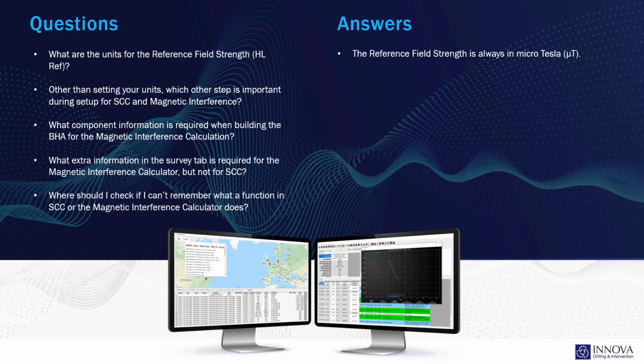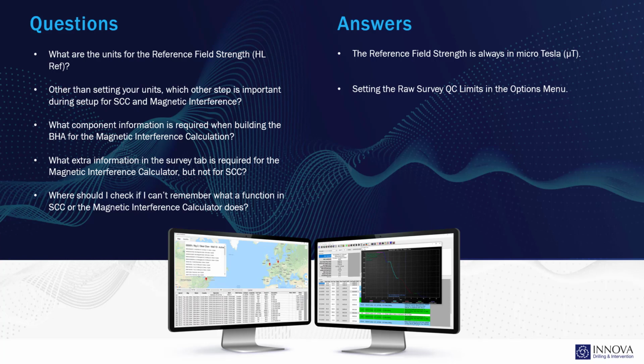Next question. Other than setting your units, which other step is important during setup for short collar correction and magnetic interference? And the answer is setting up your raw survey QC limits in the options menu. Remember, you can only access the raw survey QC limits when you have raw survey selected in your surveys tab.